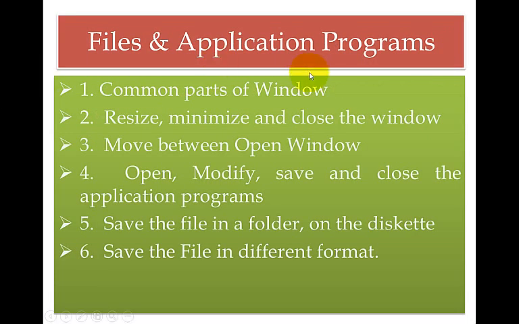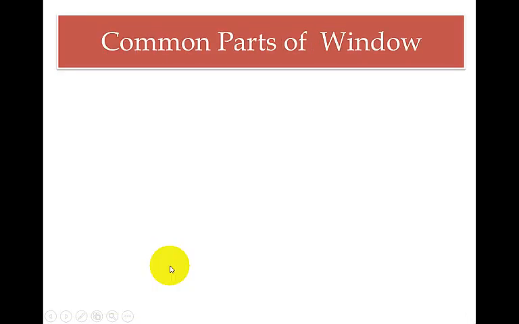And next we'll discuss files and application programs. Now we'll see what are the common parts of a window, how to resize, minimize and close the windows, how to move between open windows, open, modify and save the application program, save the files in a folder on a disk, and save the files in different formats. These are the things we are going to discuss right now.